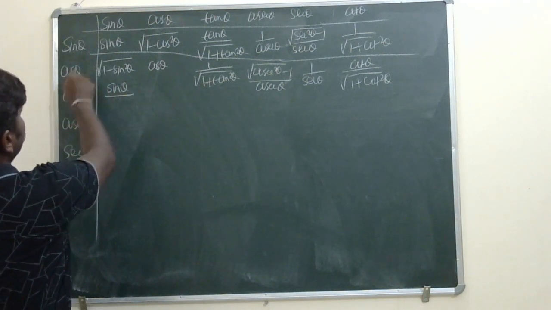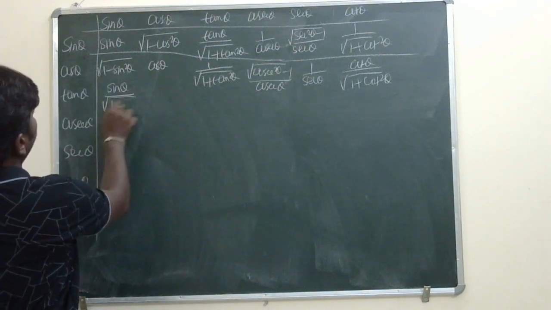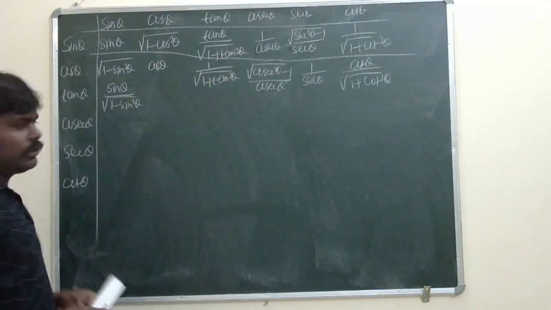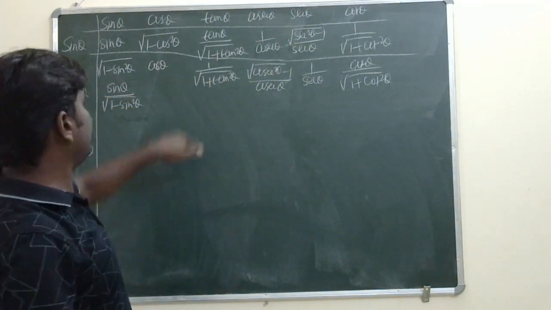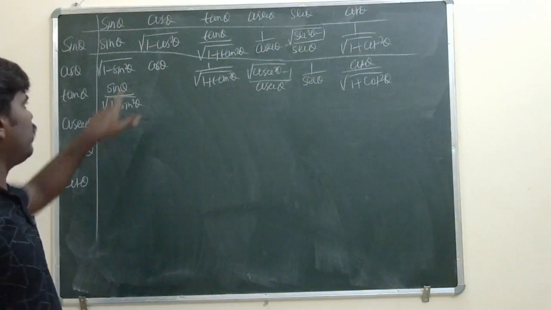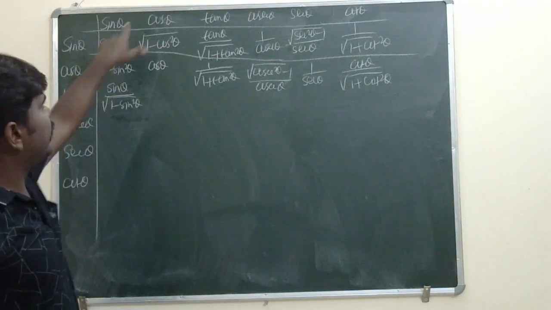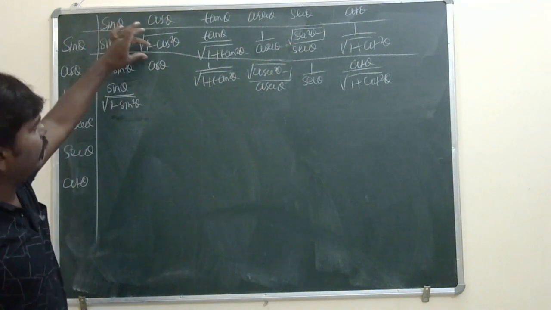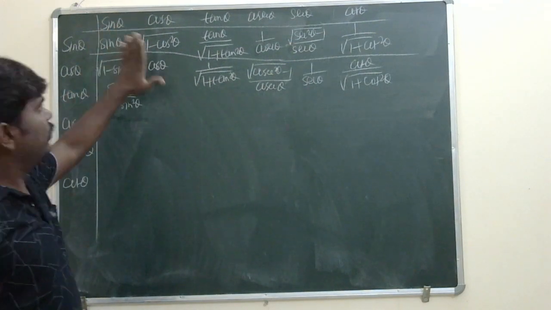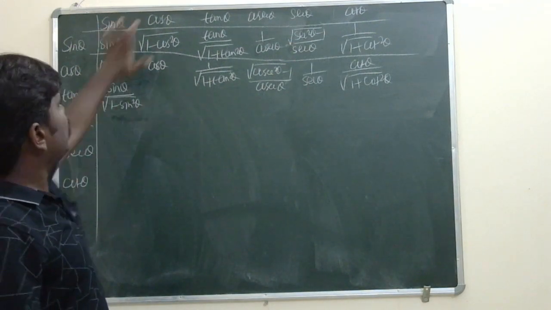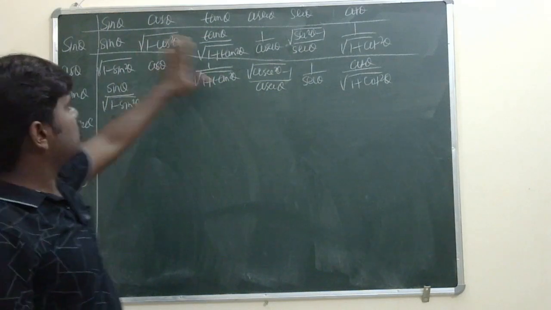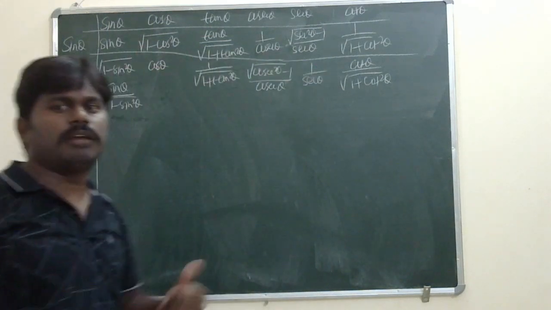Cos theta in terms of sin theta is what? Square root of 1 minus sin square theta. So tan theta in terms of sin theta is nothing but sin theta by square root of 1 minus sin square theta. Okay. So next, tan theta in terms of cos means simply divide these two terms. Then you will get the tan theta in terms of cos theta. The rest of the things also in the same manner we can continue.